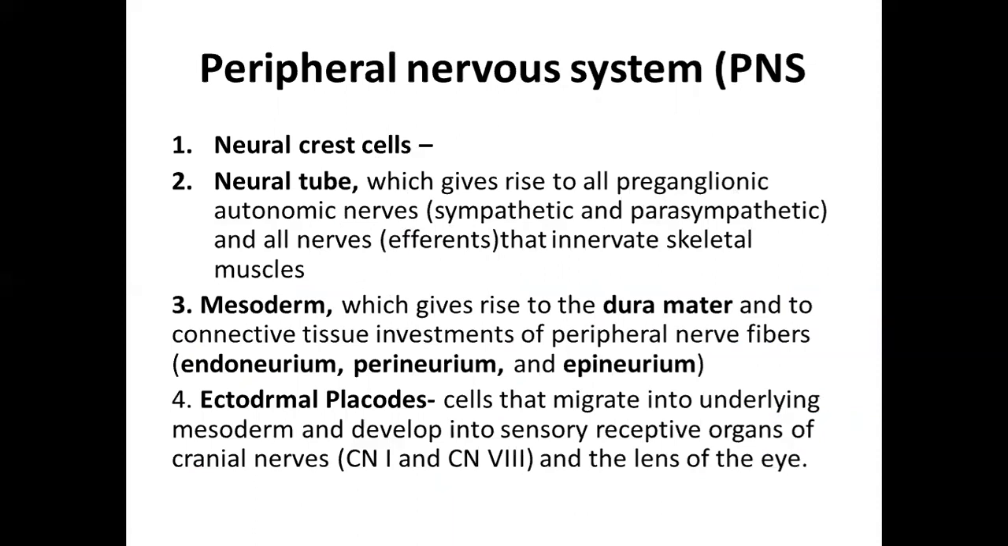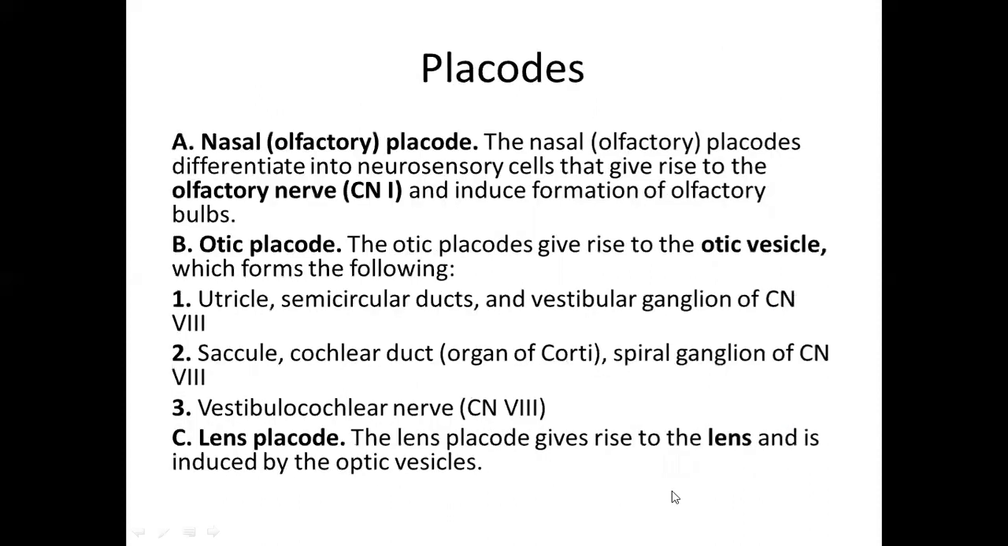Then the mesoderm, which is giving rise to the dura mater and to the connective tissue investment of the peripheral nerves, that is the connective tissue which is forming endoneurium, perineurium, and the epineurium. And then the ectodermal placodes, the thickening of the ectoderm, the cells that will migrate into underlying mesoderm, and then they will develop into sensory receptive organs of the cranial nerve first and eighth, and the lens of the eye.